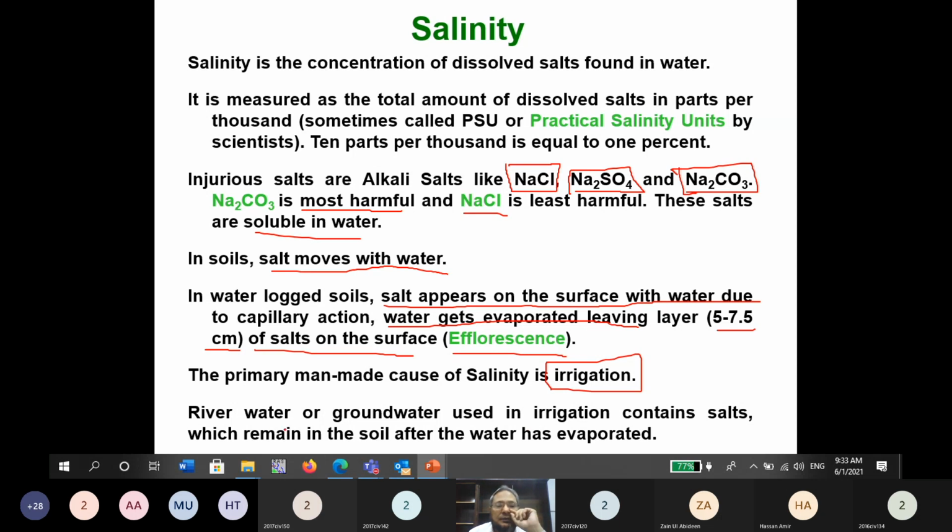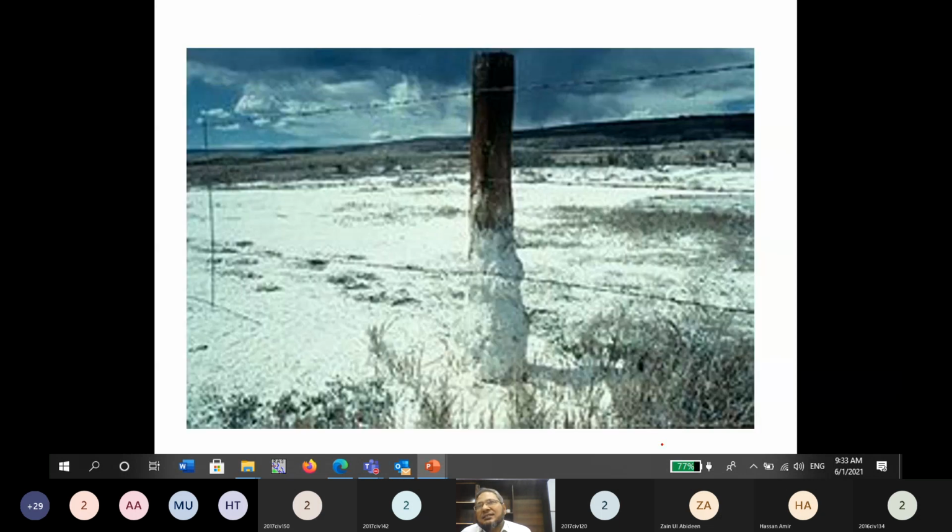River water or groundwater used in irrigation contains salts. अगर ground का पानी ले रहे हैं वो खारी है, उसमें salt है, या अगर हम river से पानी ले रहे हैं तो salt उसमें भी तो है ना. Which remains in soil after the water has evaporated, तो वो नज़र आएंगे हमें. And this is the salinity and these lands are called saline lands या salt affected lands, and in Urdu we call थोर ज़दा ज़मीनें. ठीक है?